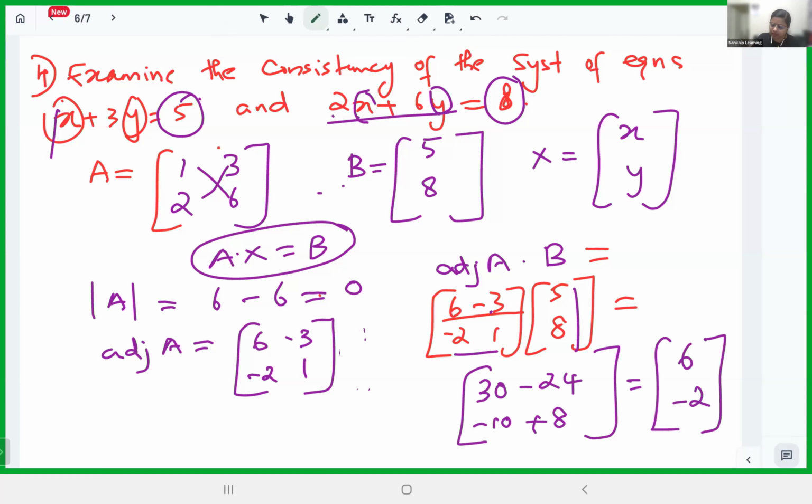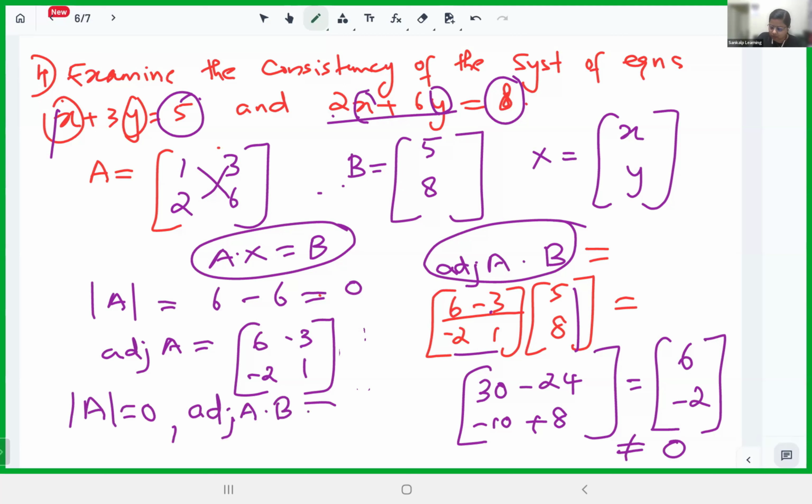So what can you conclude about the product adjoint of A into B? Adjoint of A into B is not equal to 0. It is the matrix 6, minus 2, which is not equal to 0. So what can you conclude about the consistency of that system of equations? Here determinant A is 0, and adjoint of A into B is not equal to 0. So by the second condition, the system is inconsistent and it has no solution.